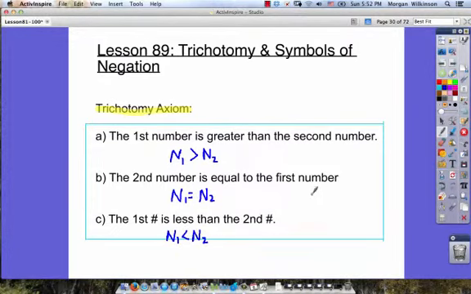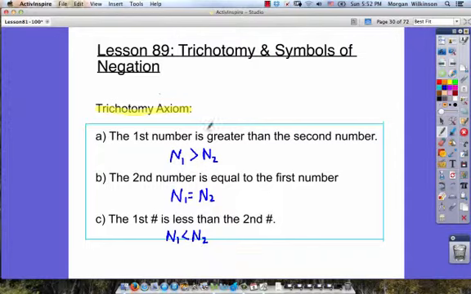So when we have two numbers, there's three possibilities. It could be bigger, it could be less than, or it could be equal to. Well, that's pretty intuitive. And that's the trichotomy axiom. So even though it sounds complex, it's really not that difficult.